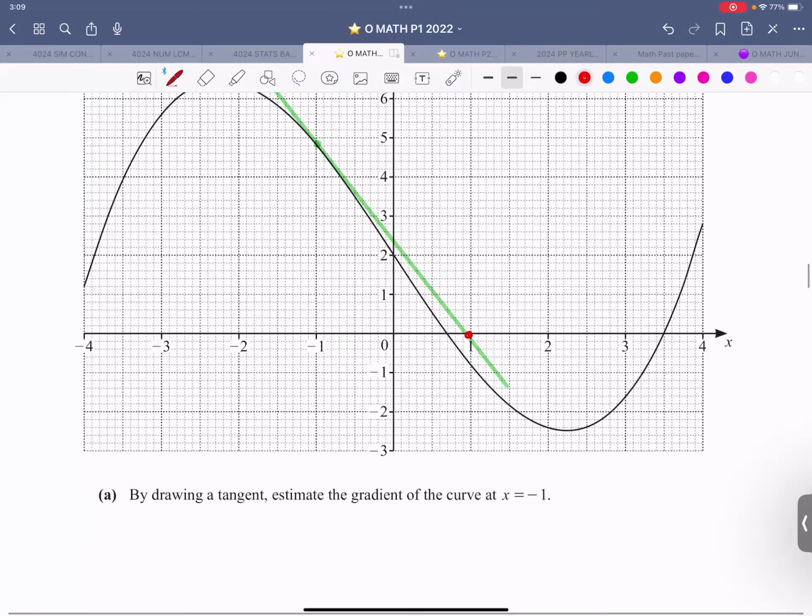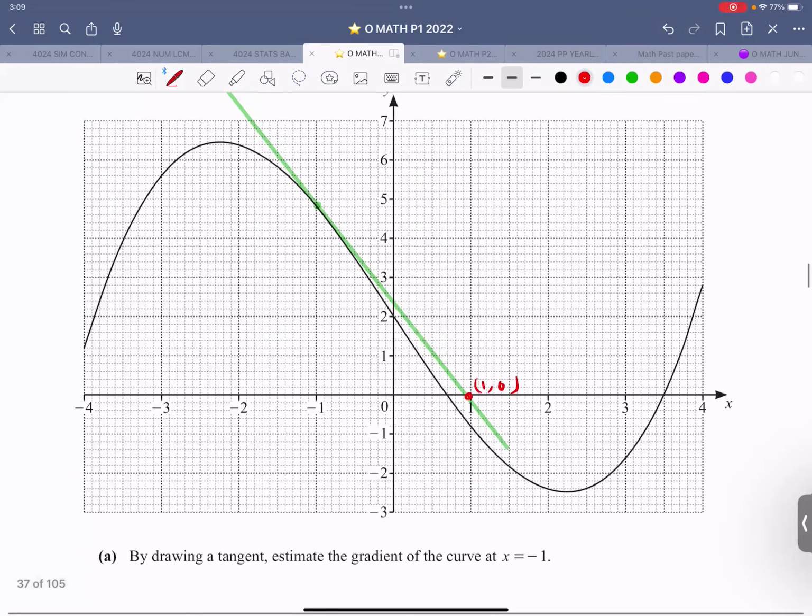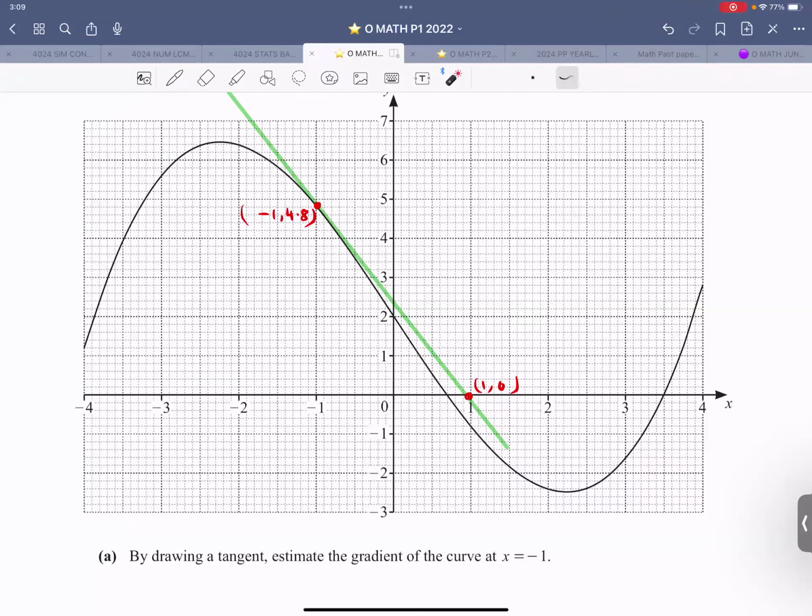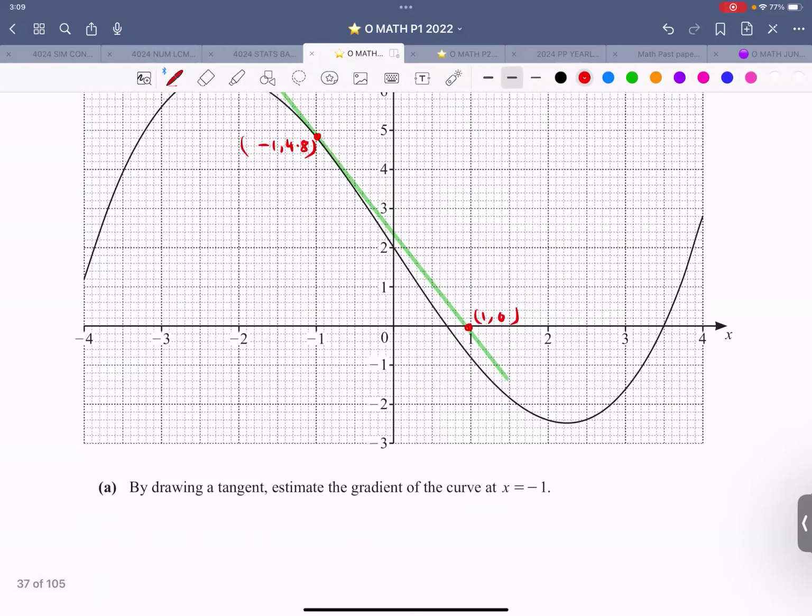This one point is very, very obvious, which is 1, 0. And the other point could be this point on which we have drawn the tangent, which is -1, 4.8. Keep in mind the scale. 4 to 5, there are 5 small squares. Therefore, each square is of 0.2 units. So therefore, for the gradient, make a habit of writing down the point.